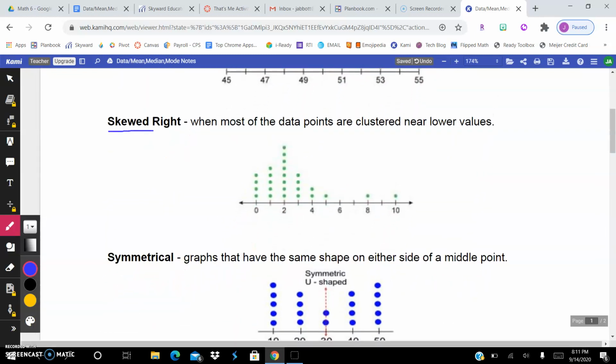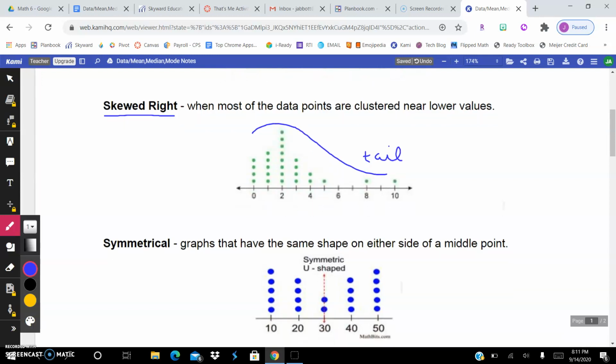Then skewed right, it's like this. The tail is the lower side. Whatever side the tail is on is how it's skewed. So this one is skewed to the right, and all of the values are near the lower numbers.